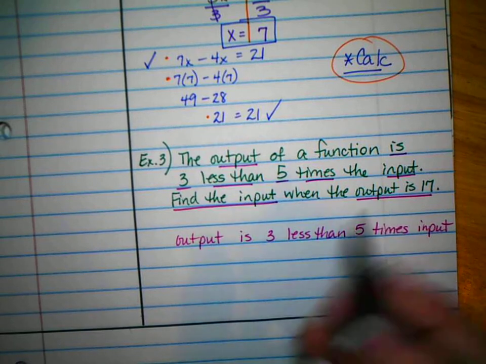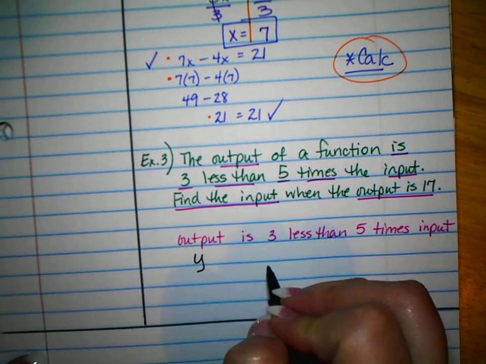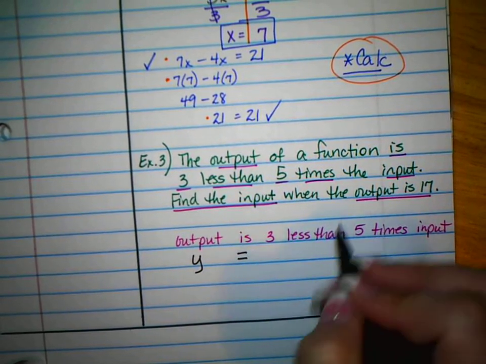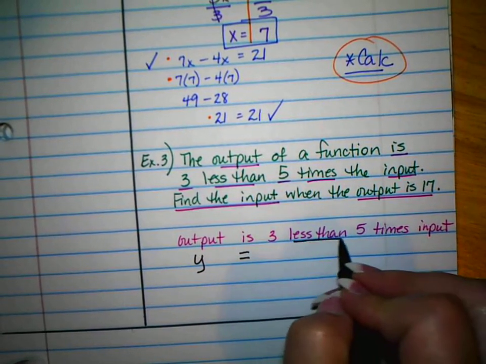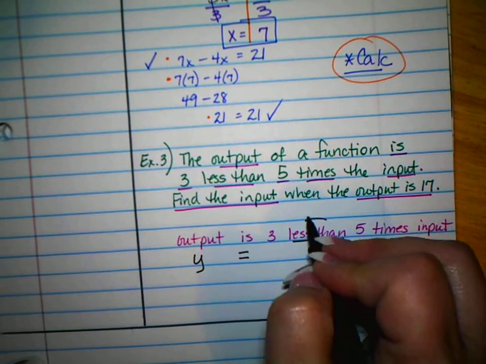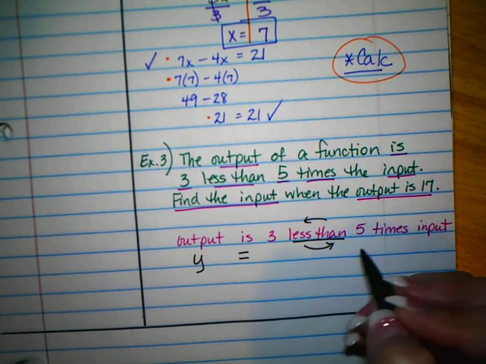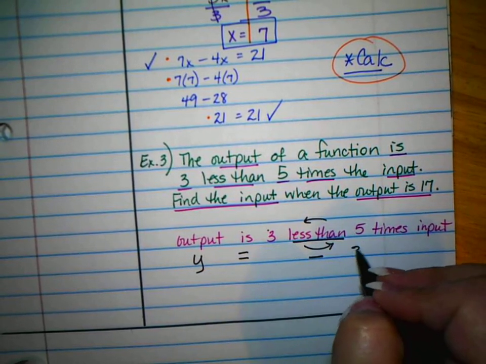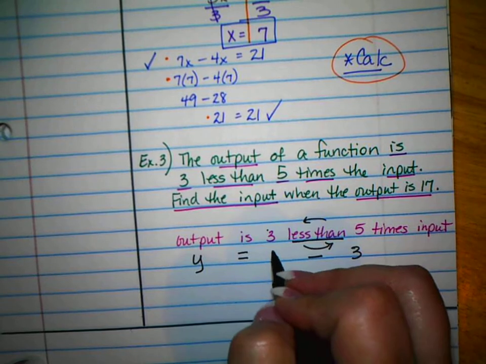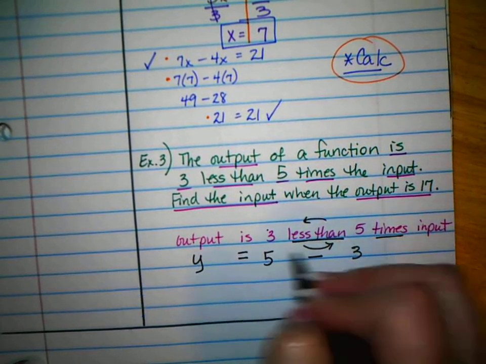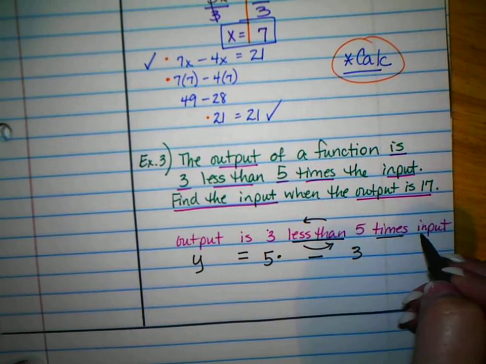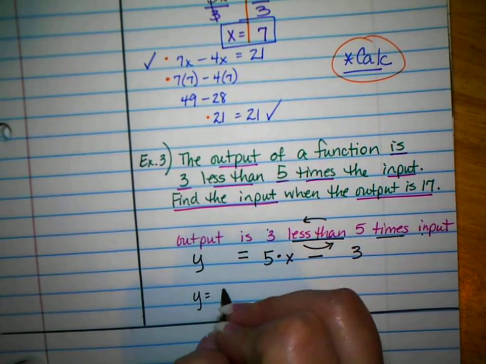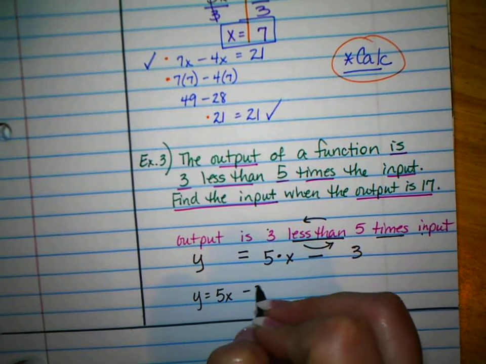Well, output is the same as y. Is the same as equals. This is what we have to pay attention to here. Less than. It is a reverse order on subtraction. So my 3 actually needs to come over here, and my 5 times, that's multiplication, the input, that's the x. So the equation is y equals 5x minus 3.